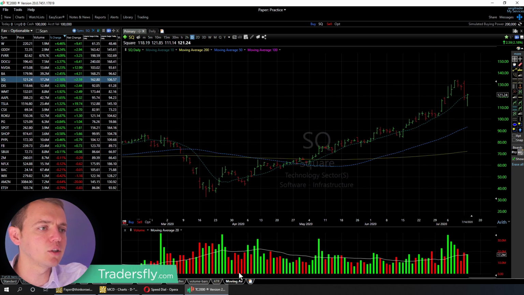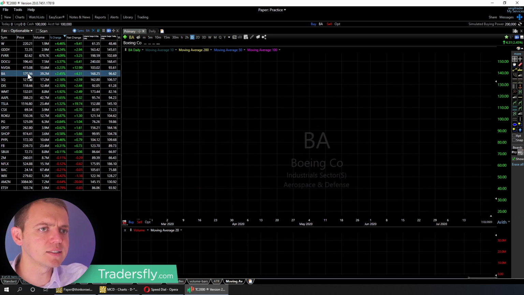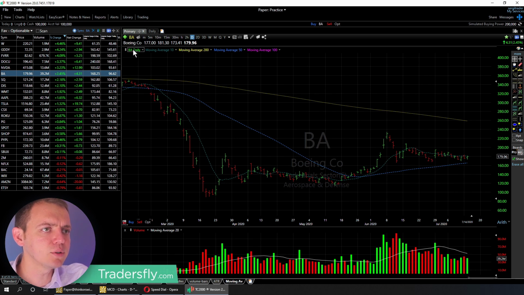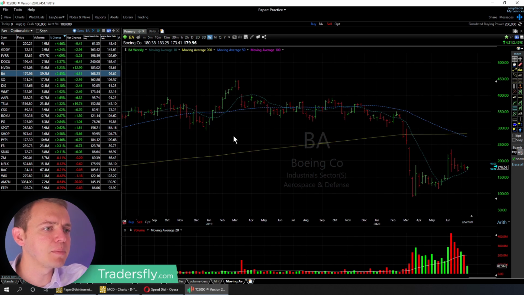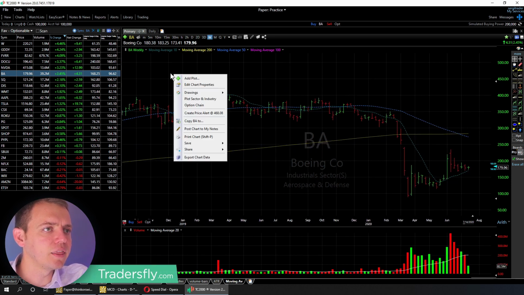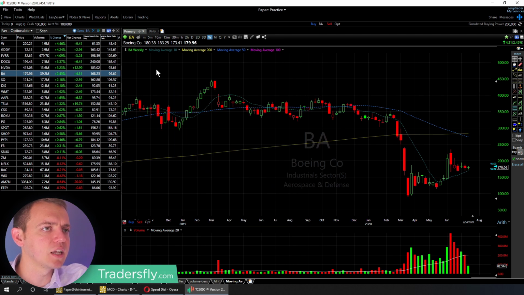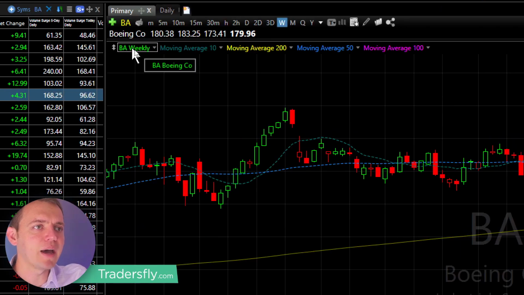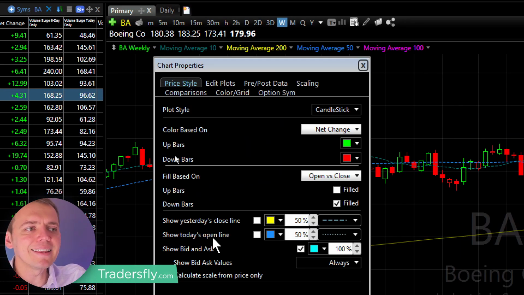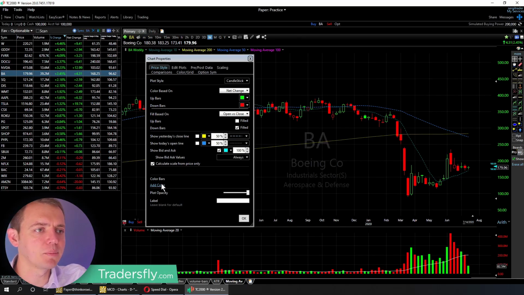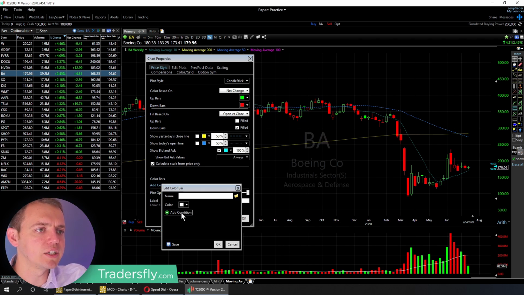Let's go ahead and look at, let's see, I lost the setting there. How about we look at a graph picture, maybe more like this. So let me go ahead and edit chart properties. We'll go to candlesticks. And how do we add that back in? You can just edit this and add some color bars to a condition.